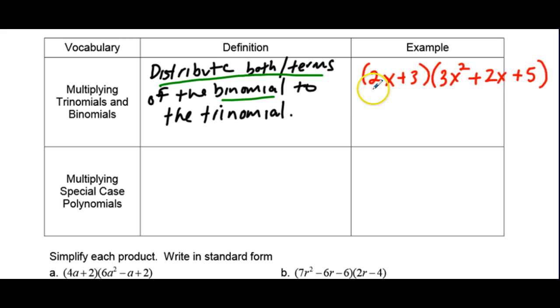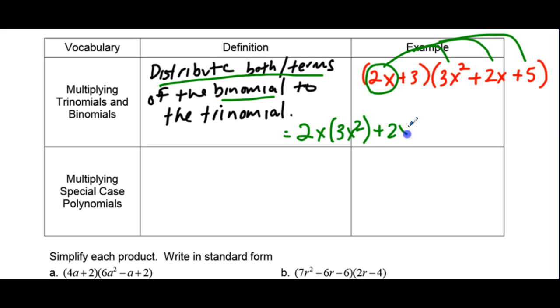So again, the FOIL, in this case, you can't really use the word FOIL, but we're using that technique. We're taking this first term and we're multiplying it by everything inside. So I'm going to do this in green. So we have equals 2x times 3x squared, and then plus 2x times 2x, and then 2x times 5.